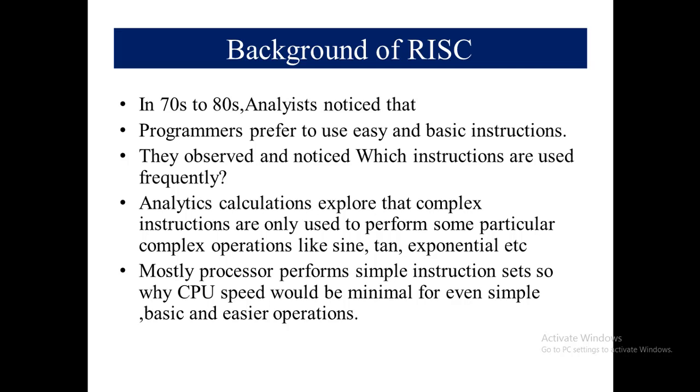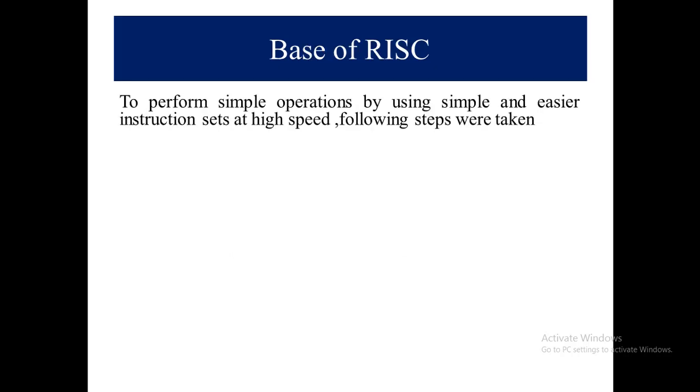So why would CPU speed be minimal even for simple, basic and easier operations? They decided to build a system that overcomes all the flaws and disadvantages of the CISC technique. So, to perform simple operations using a simple and easier instruction set at high speed, the following steps were taken. The main reason behind developing RISC was speed. They sacrificed everything for speed. So speed is the main advantage of RISC.